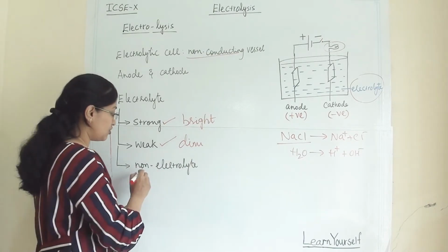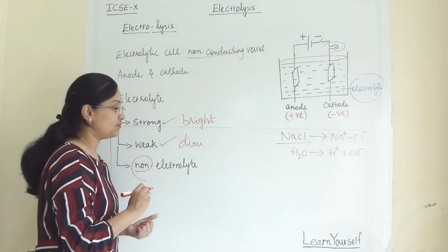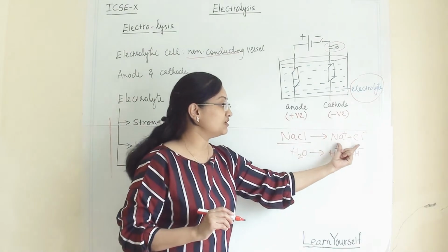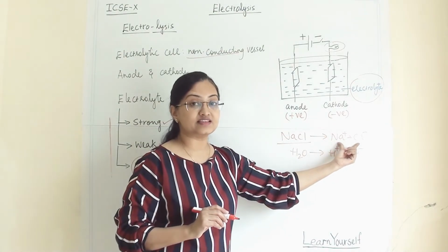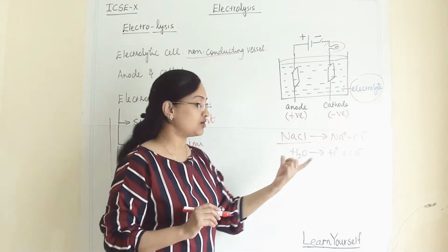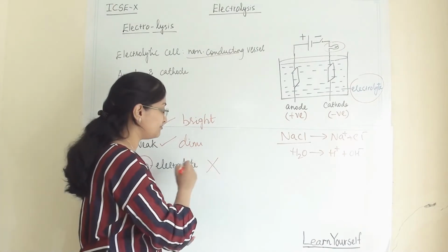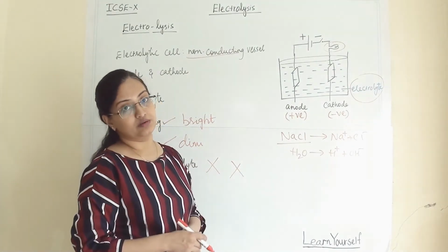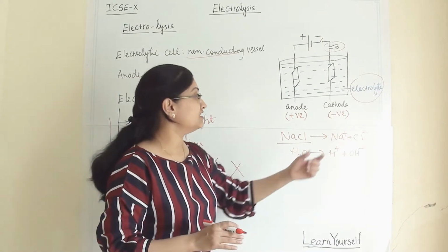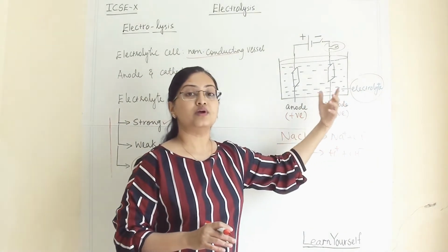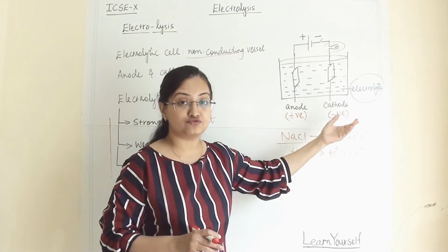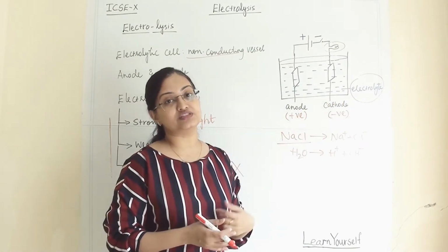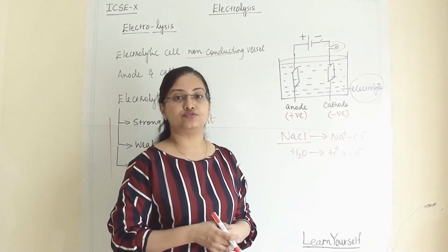Now in the case of a non-electrolyte, the substance will not give us ions as dissociation products. So what will happen? There are no carriers of electricity, so there won't be any glowing of the bulb. So it depends upon how efficient an electrolyte we have chosen. Based on that we will receive our product in the electrolytic cell.